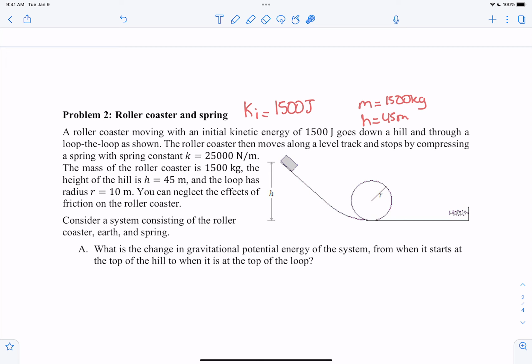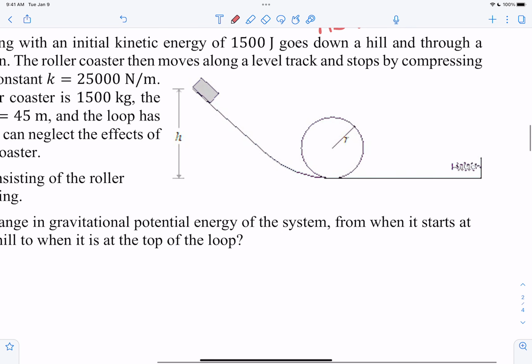Now, it says the loop also has a radius of 10 meters. So if this loop has a radius r equal to 10 meters, you might think, well, okay, it's a circle, 10 meters, what do I care about a circle?